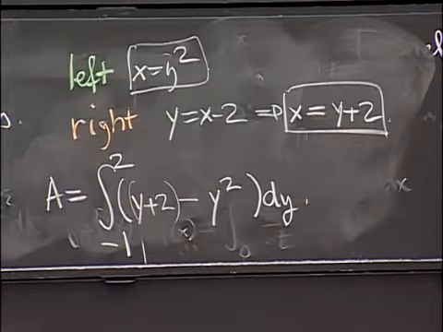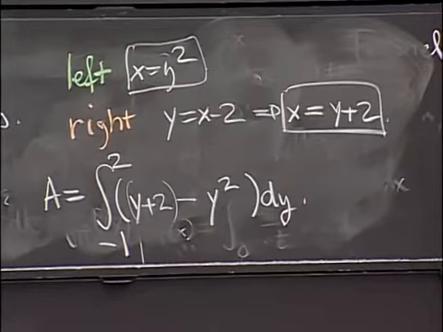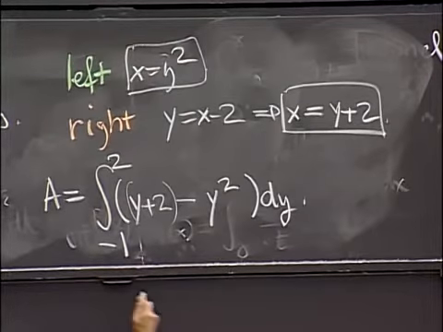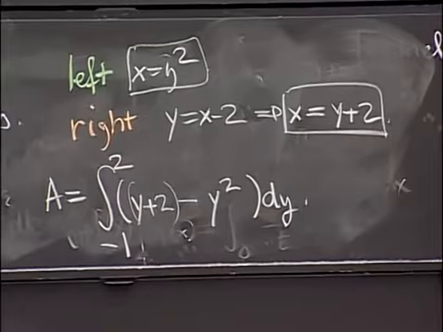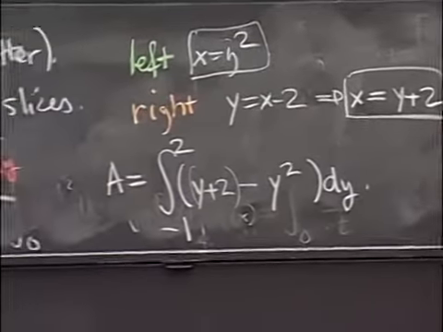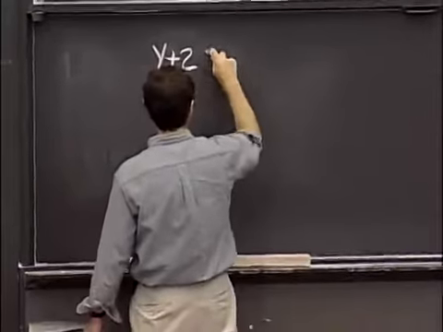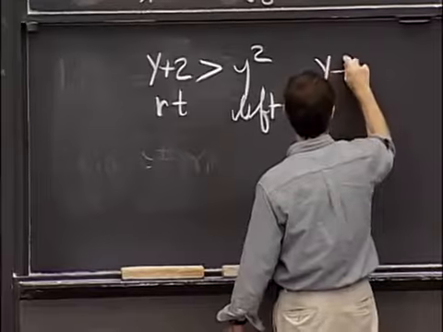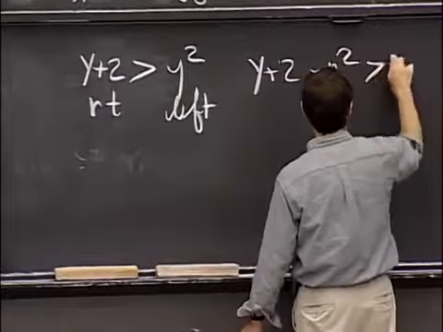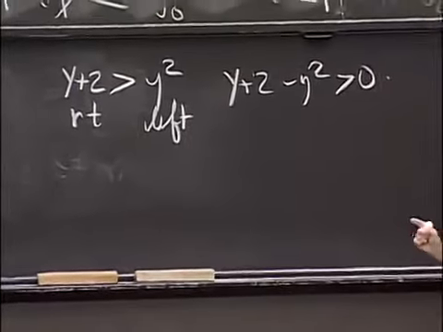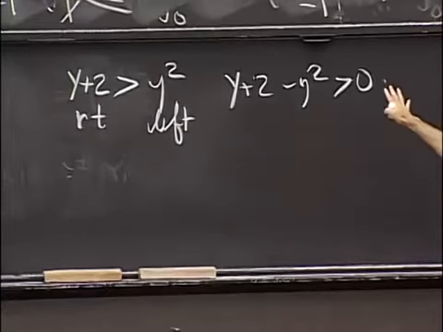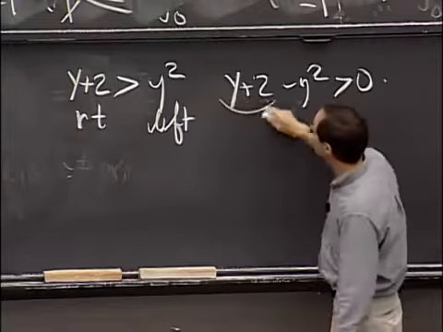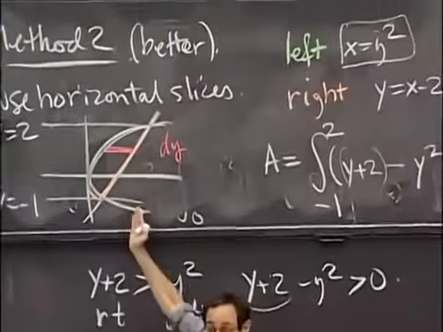What was the question? Why is it right minus left? That's very important. And that's actually the point that I was about to make, which is that y plus 2, which is the right, is bigger than y squared, which is the left. So that means that y plus 2 minus y squared is positive. If you do it backwards, you'll always get a negative number, and you'll always get the wrong answer. So the right-hand end minus the left-hand end gives you a positive number.